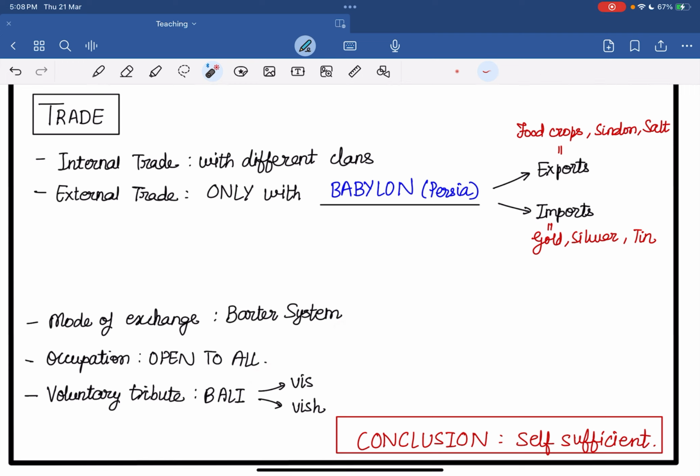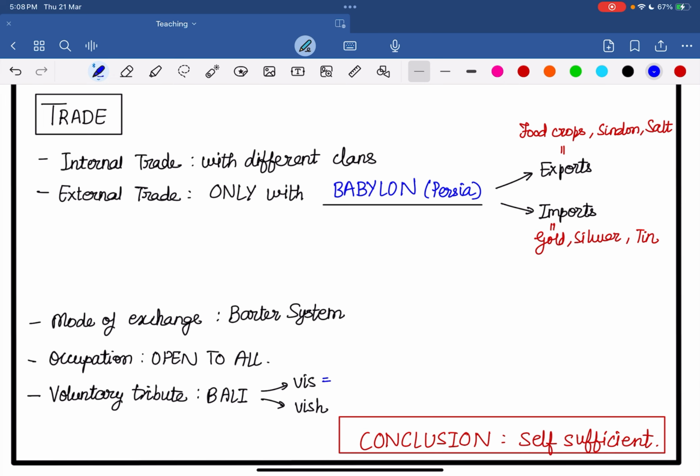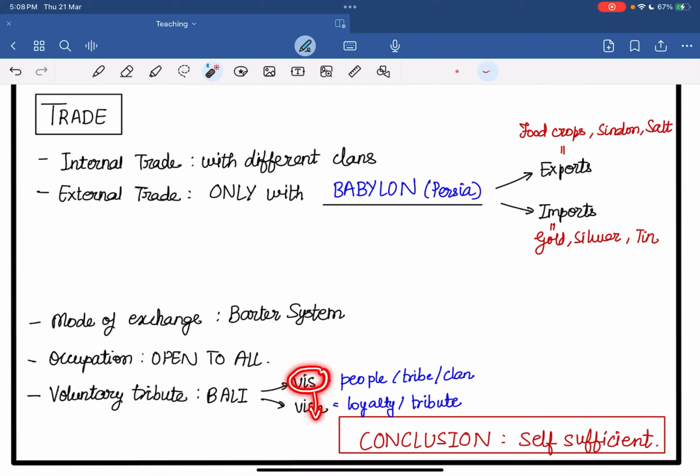So, there are two terms here, Vis and Vish, which are often confused with each other. Vis is nothing but people, tribe or clan. And Vish is the loyalty or tribute. So, if at all the examiner frames the question, be careful here. It is the Vis that's going to give Vish to the Rajan. The people are going to give their loyalty and tribute to the Rajan, correct? So when we have to conclude the economic setup, we say that the EVP people were self-sufficient.